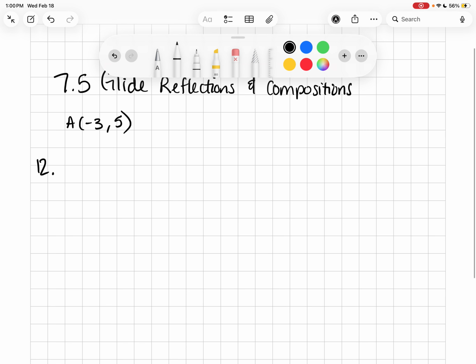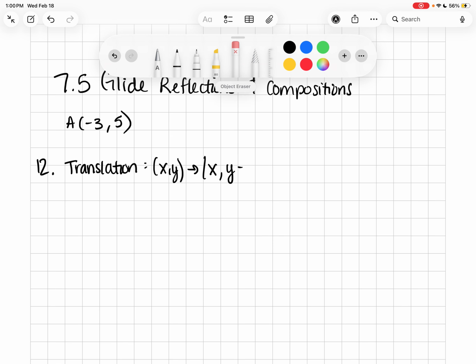Number 12 says it's a translation from xy to xy minus 4. And then it's a reflection in the y-axis.